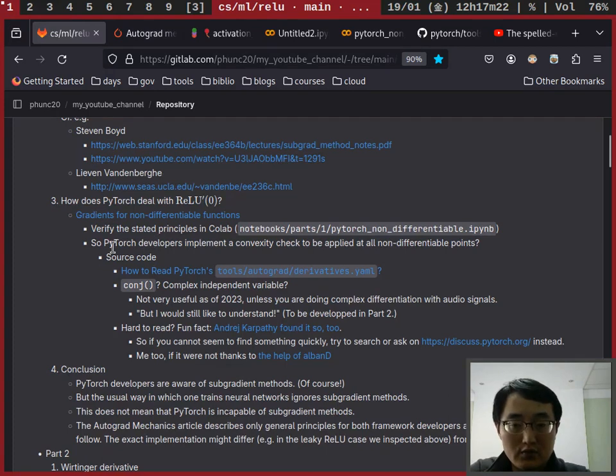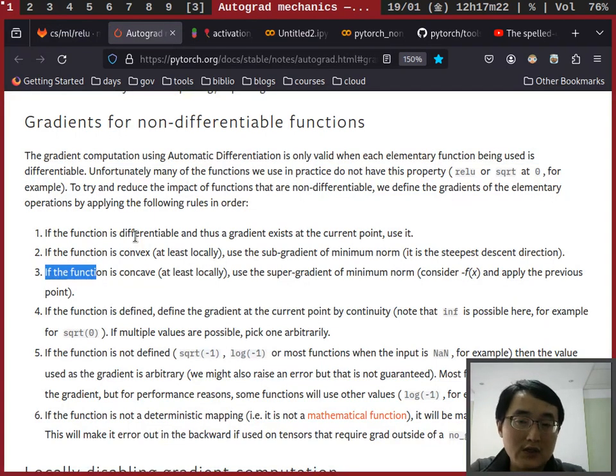Yeah. So here, naturally, one might wonder whether PyTorch developers implement a convexity check, so that every time we encounter a non-differentiable point, we check whether the function is convex or concave, and we follow the second or the third principle, like this.